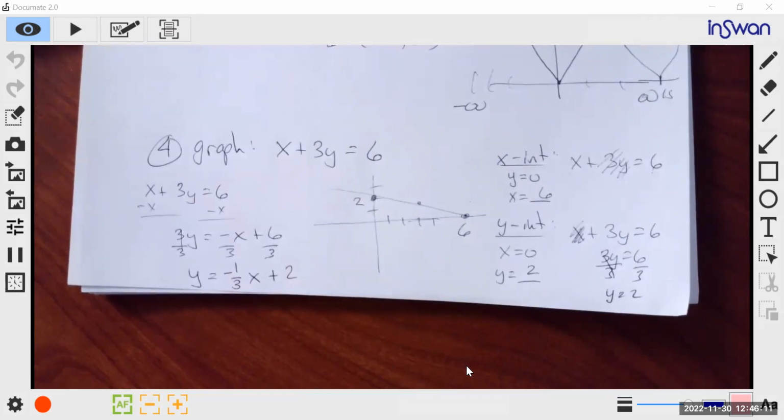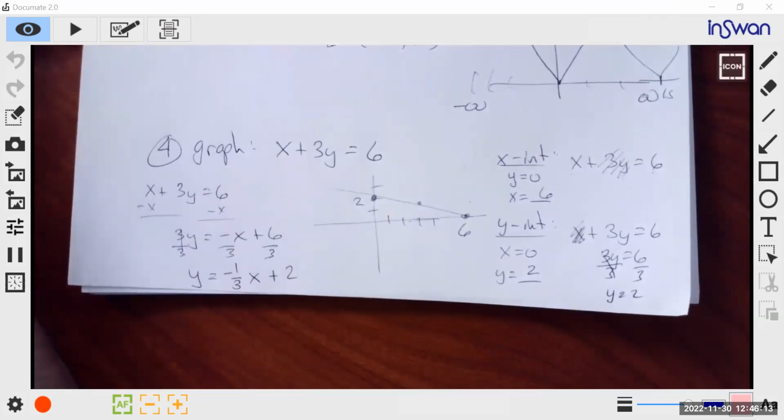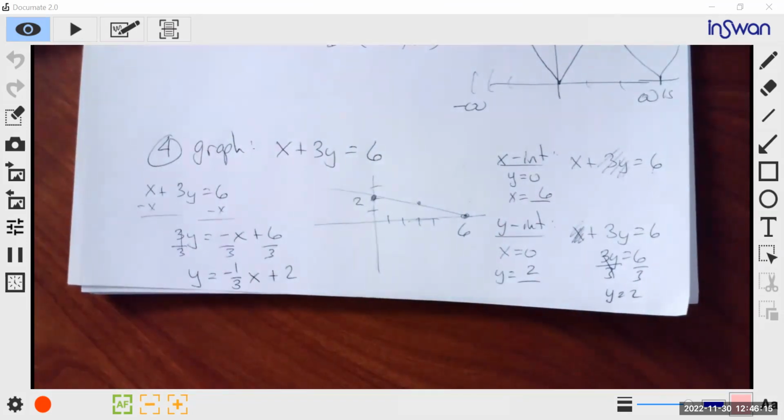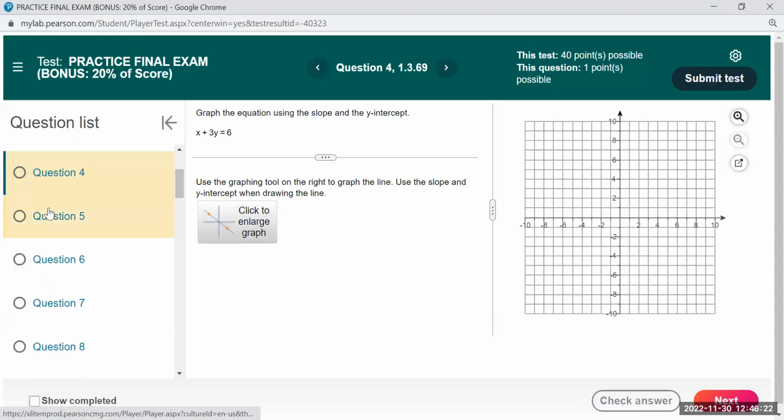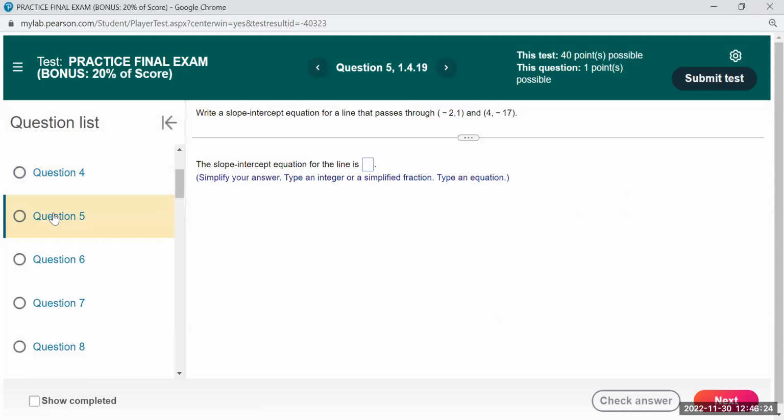Yes, we're doing the practice exam. And the good thing about doing the practice exam is if you do it online now, then whatever grade you get, 20% of that is your bonus points for your final. So if you make a 90, that's 18 extra points. It helps a lot.